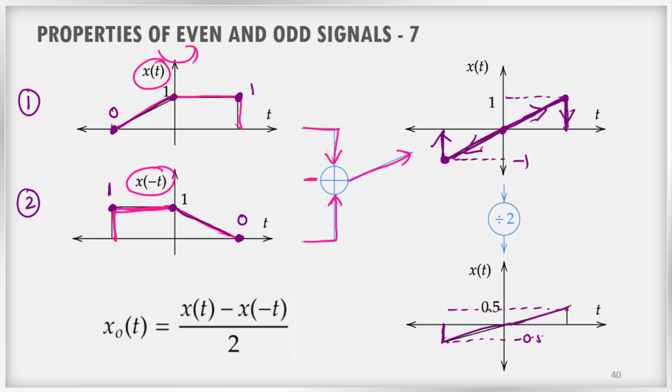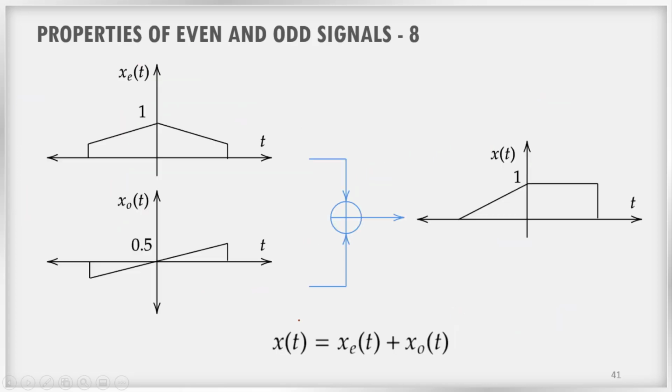So this is the odd part of the signal x of t. Otherwise, the odd part of the signal is equal to x of t minus x of minus t divided by 2. So this is how you can construct the odd part of the signal from the actual signal x of t. Now in the previous properties we have got the even signal and odd signal.